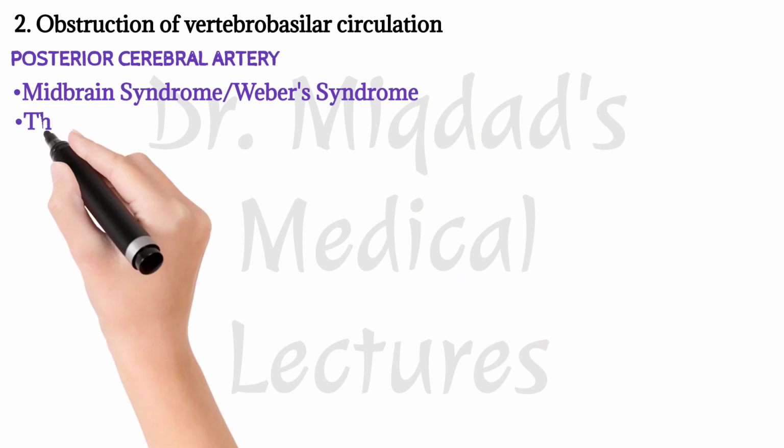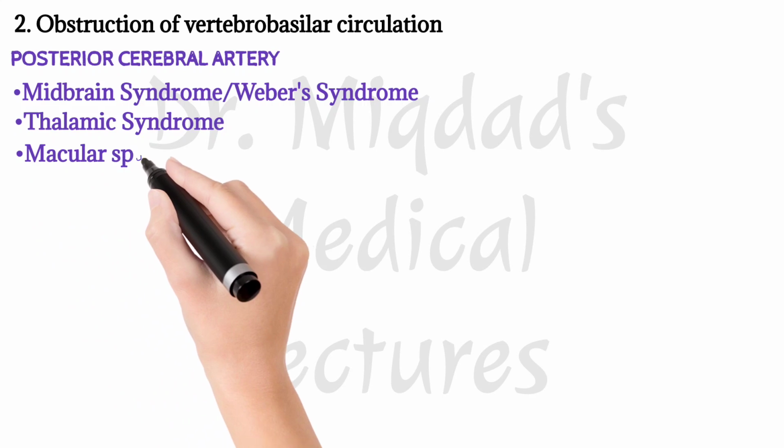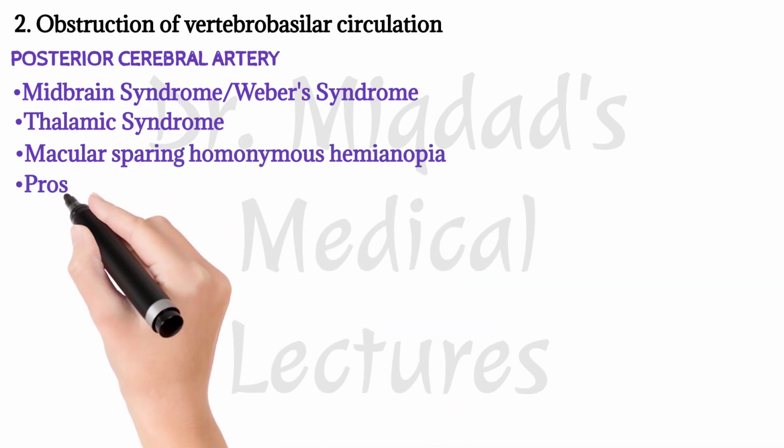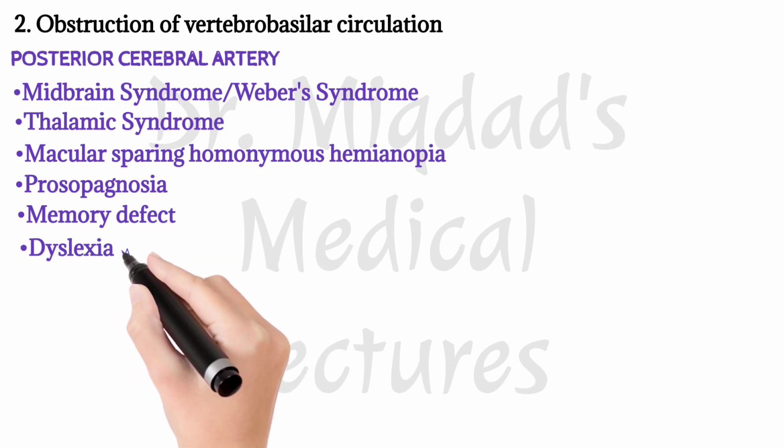Then the person will develop thalamic syndrome, which is manifested as chorea or hemiballismus together with hemisensory disturbance. Then the person will have macular sparing homonymous hemianopia, prosopagnosia, memory defect, and dyslexia without agraphia.